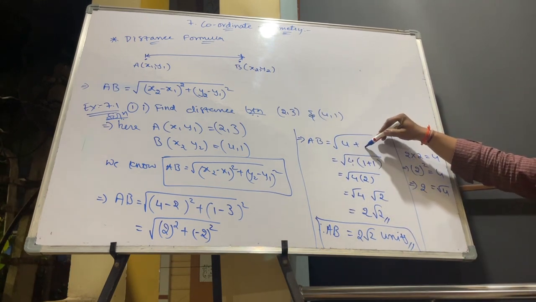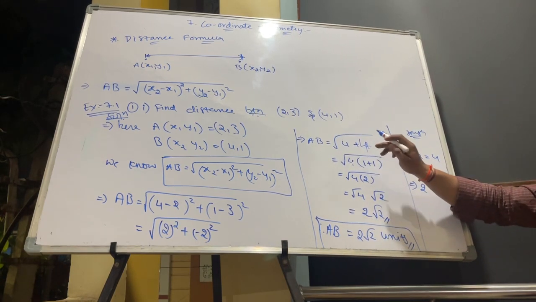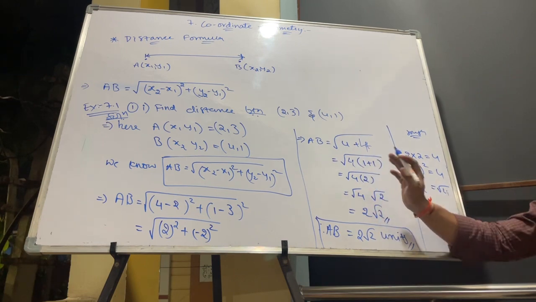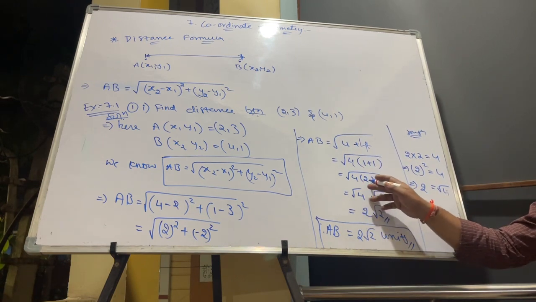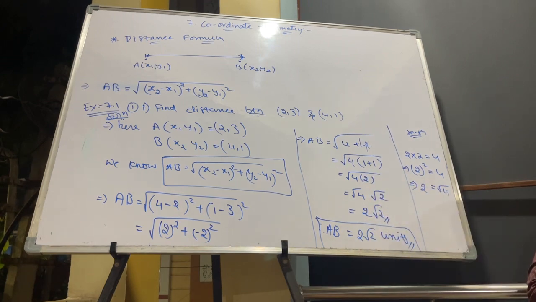Clear? Now 1 plus 1, 2. This 4 as it is. Now square root 4 separate, square root 2 separate. Square root 4 value how much? 2. Square root 2 will remain square root 2 only. Clear?